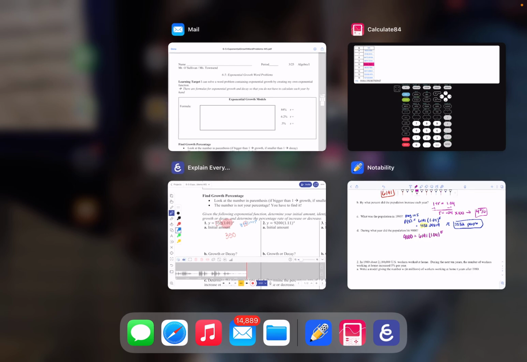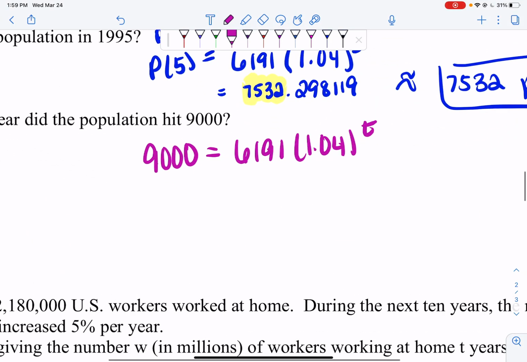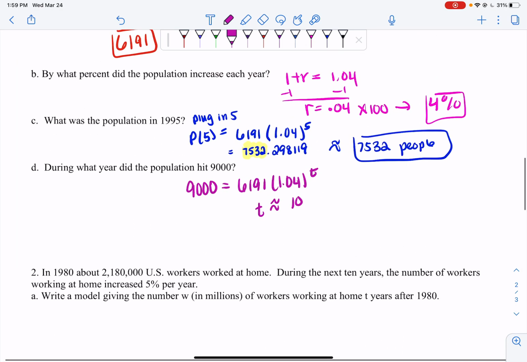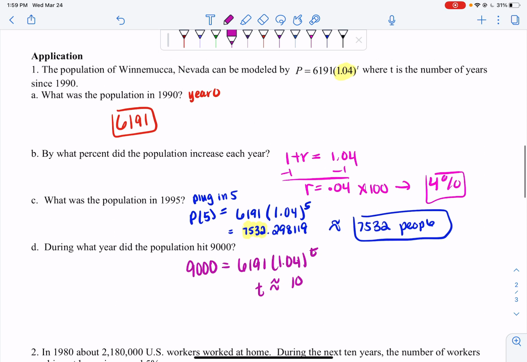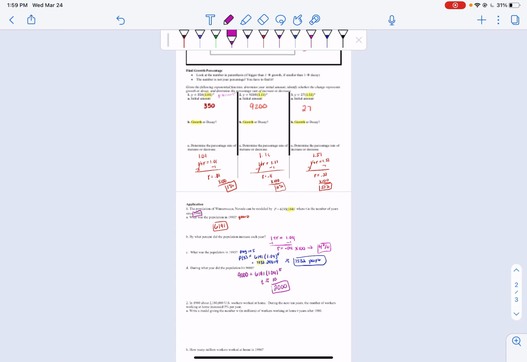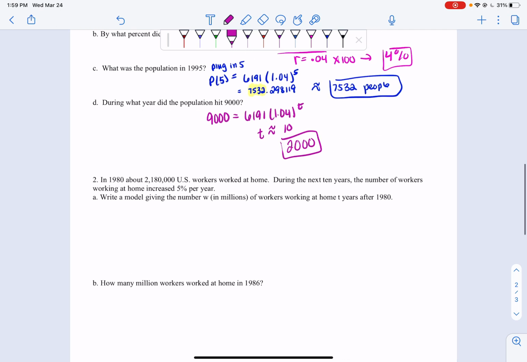So 10 years. So during what year? It's going to take 10 years. So t is approximately 10. So the population will hit 9,000 after 10 years. If I look, we start in 1990. So what's 1990 plus 10? 2,000. That's your final answer. Okay. Let's go on to number 2.